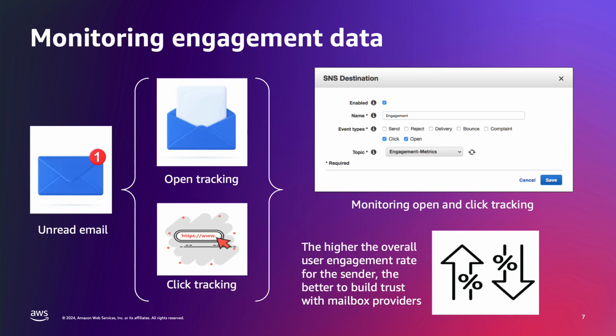Monitoring engagement data. While email complaints can be the primary reason for deliverability and sender reputation problems, user engagement like opens and clicks can quickly improve and reinforce positive sender reputation. Positive user engagement like opens and clicks indicate to the mailbox provider that the recipients on your mailing list are interested in what you are sending them. The higher the overall user engagement rate is for a sender, the more trust a mailbox provider is going to have when they consider the sender domain or IP reputation.